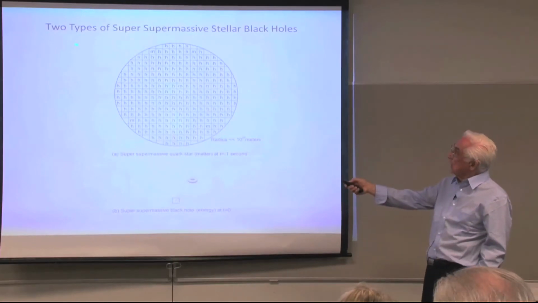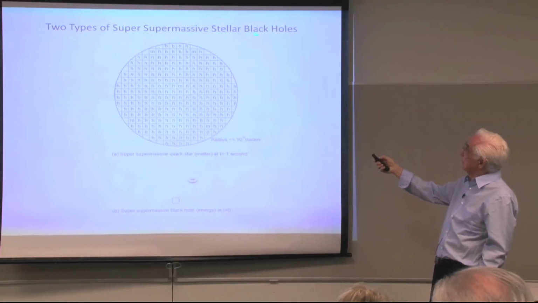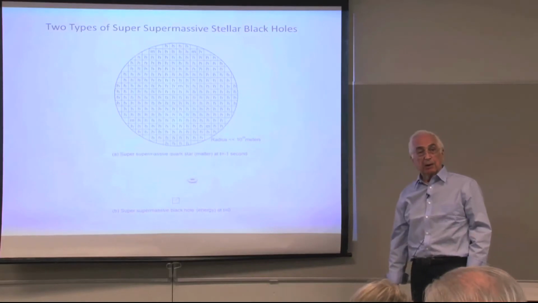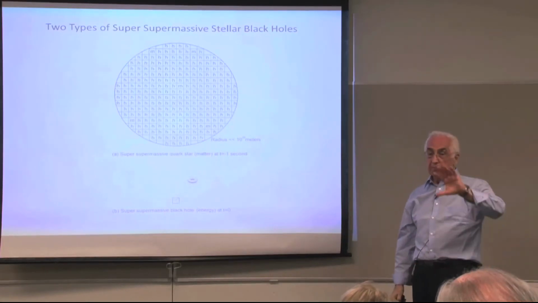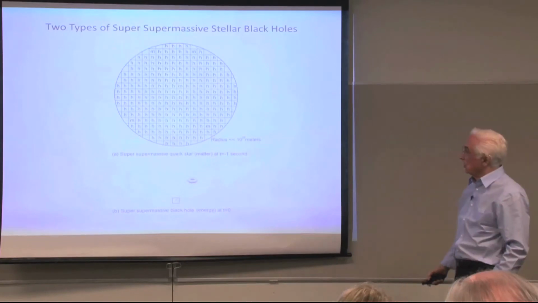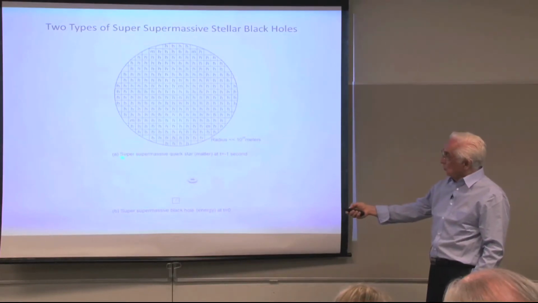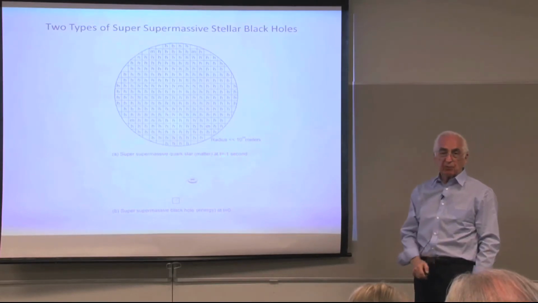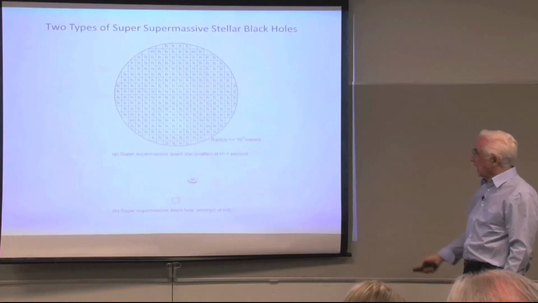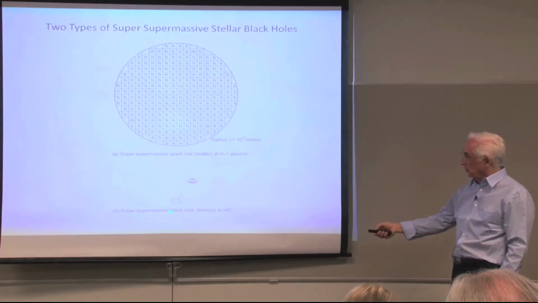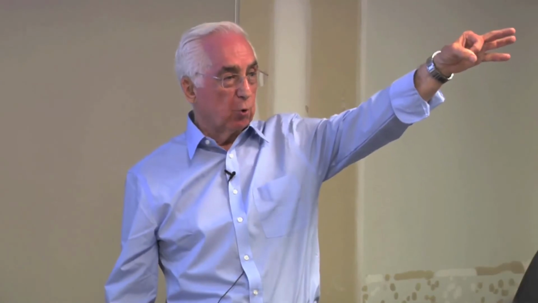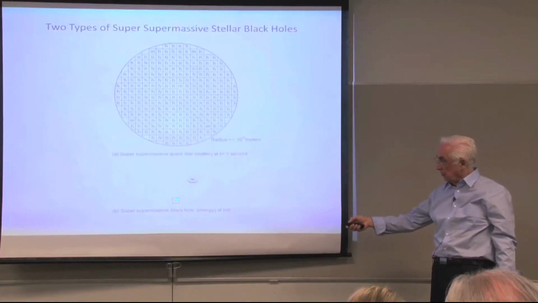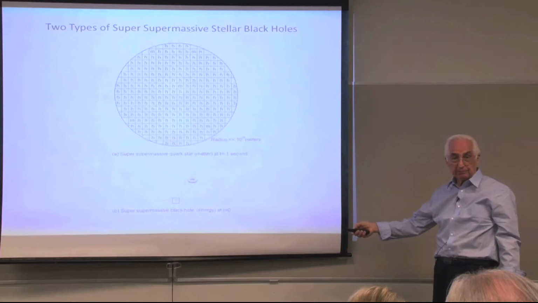And these are the two types of supermassive stellar black holes that existed in our precursor universe more than 13.8 billion years ago. The first one is called a supermassive quark star matter, and that existed 1 second before the start of our universe. And the second was a supermassive black hole energy that existed at time t equals 0, and that was the donut-shaped singularity or point at the center of an infinitely small Planck cube.